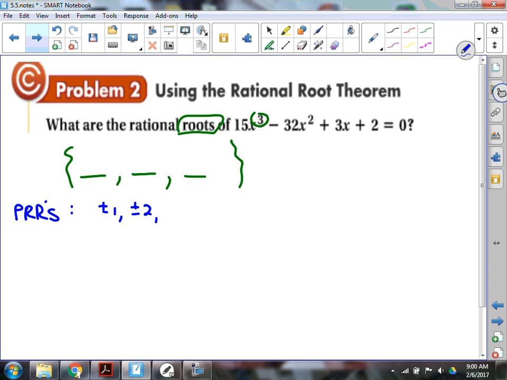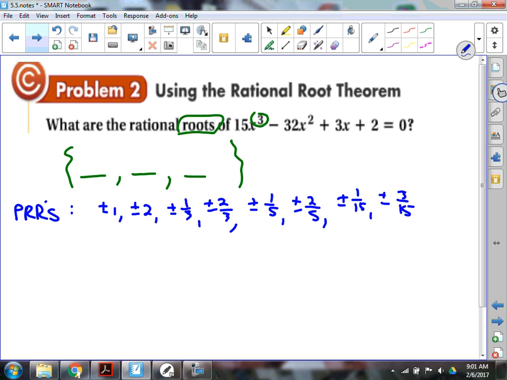Now 15's got a lot of factors, doesn't it? So we could divide 15 by 3, so plus or minus 1/3 and 2/3. We could divide 15 by 5, so plus or minus a fifth, and 2/5. And then 15 could be divided by 15, so plus or minus 1/15 and 3/15. Oh man.